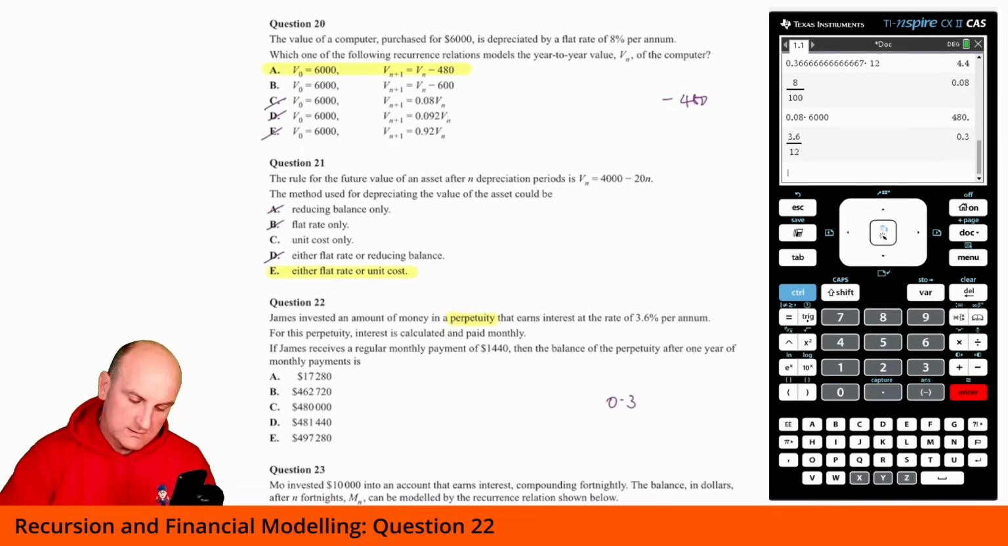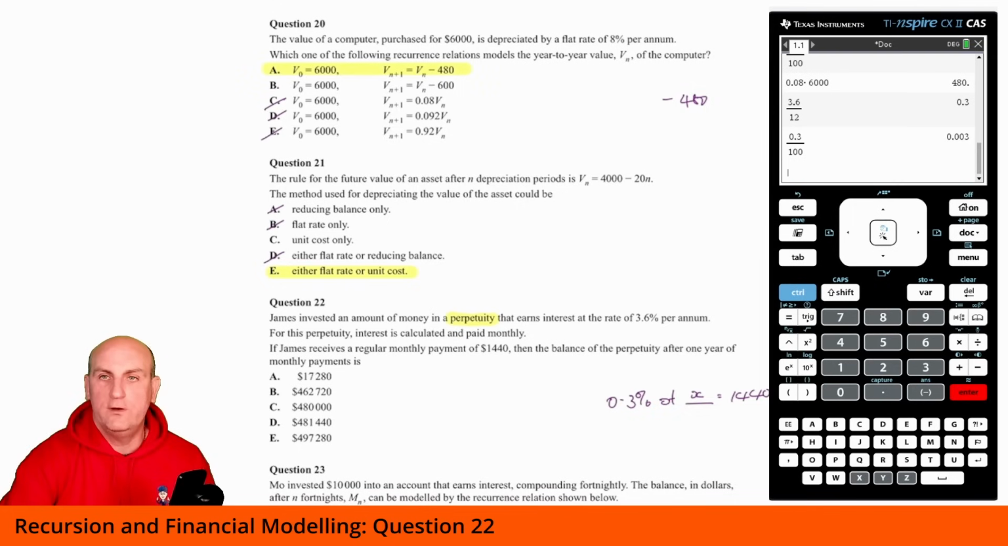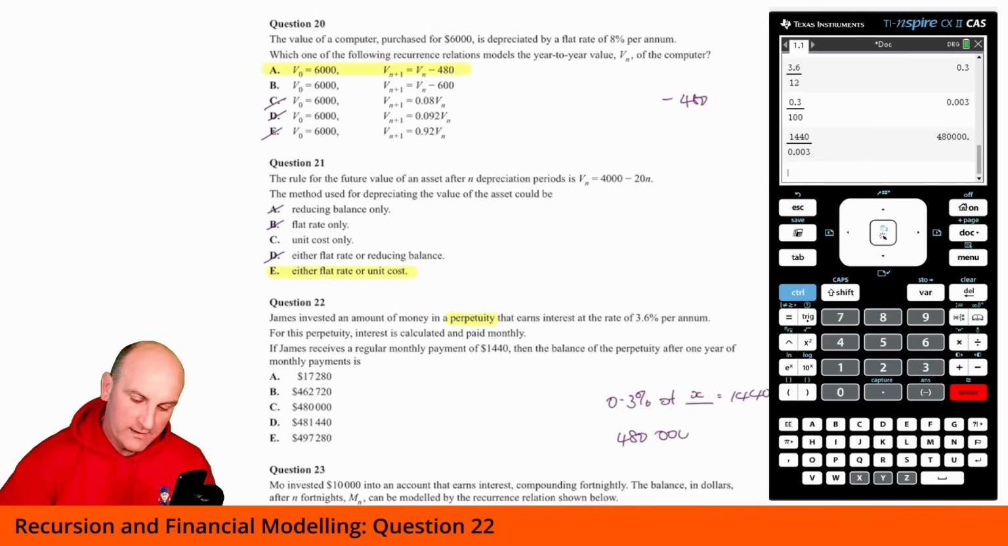All right. Okay. So I know that $1,440 is 0.3% of the value of my perpetuity, all right? So 0.3% of, let's call it X, is $1,440, right? So if I do 0.3 divided by 100, and then 1440 divided by that answer, it is going to give me $480,000. And there we go.